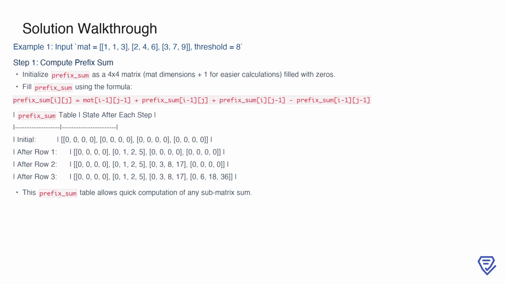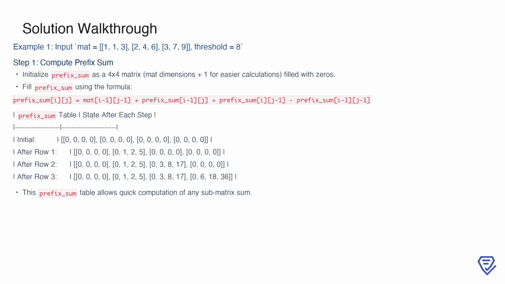To solve this problem, we start by computing the prefix sum of the matrix. The prefix sum table is initialized as a 4 by 4 matrix filled with zeros. This extra row and column simplify our calculations by handling edge cases for submatrices near the boundaries. The formula for filling the prefix sum at position i, j, is based on adding the value of the current cell in the original matrix to the prefix sums of the top, left, and top left diagonal regions.